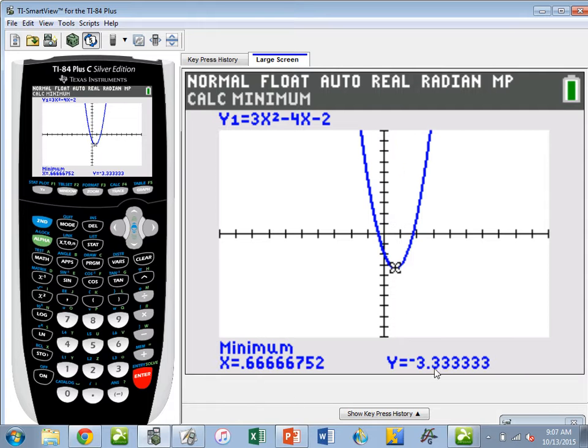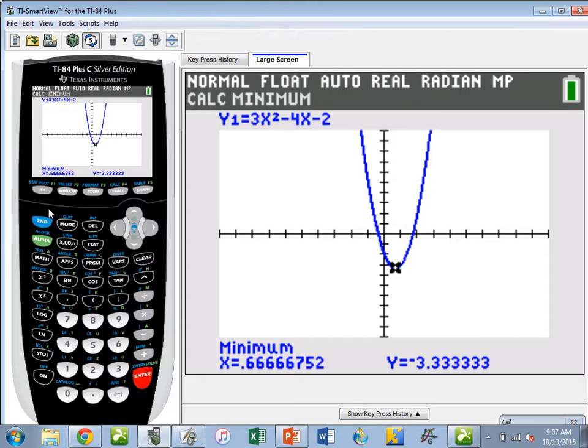So if we're talking fractions, this x coordinate here would be positive 2/3. This y coordinate here would be negative 3 1/3. So that's the value of the coordinates of this point. The relative minimum is this y value right here, negative 3 1/3.